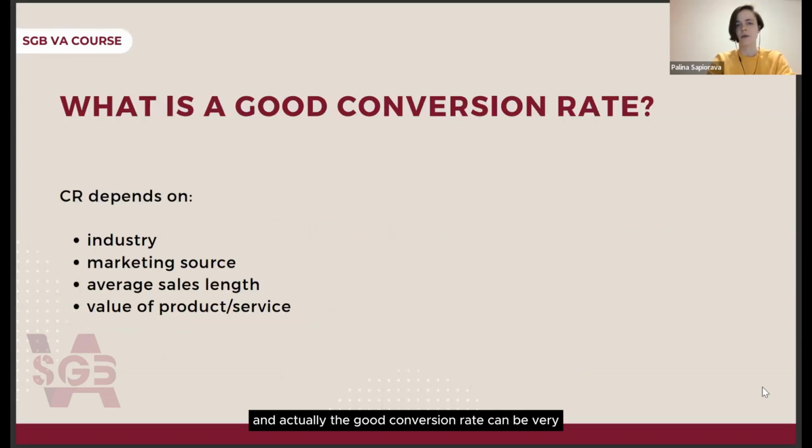And actually, the good conversion rate can be very, very different. It depends on the industry, on marketing source, on average sales length, on the value of product or service. For example, if you are working with some complicated B2B product that is expensive, that requires a lot of time to be implemented because it's complicated, then the sales length, the amount of time you spend with one lead just for discussing different details, it can take about 6 months. Of course, if you work with something simpler, it will take less. But again, the good conversion rate can be very, very different.